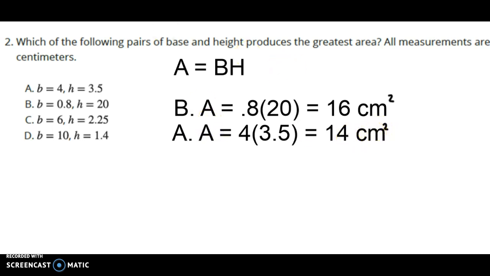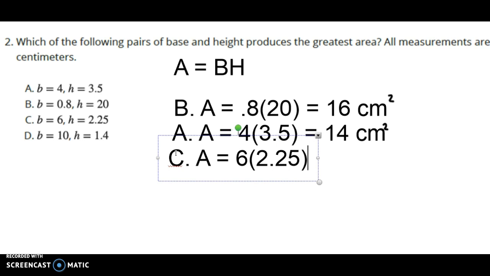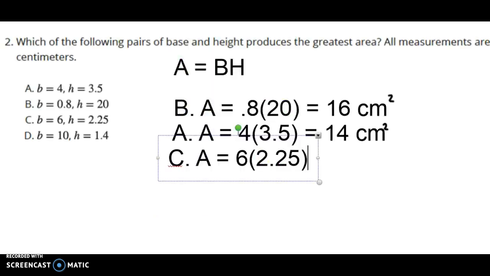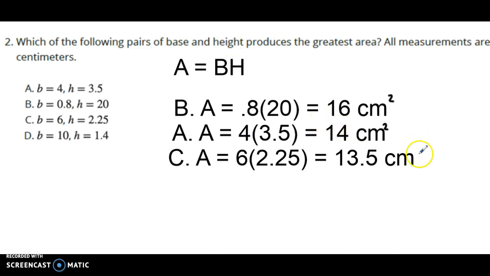All right, we're going to go ahead and go over C and D. For C, area equals base times height, so area is going to be 6 times 2.25. Plug that into our calculator, 6 times 2.25, and we're going to get 13.5. So if you've got that, give yourself a check, and we want to make sure that that is in centimeters squared.